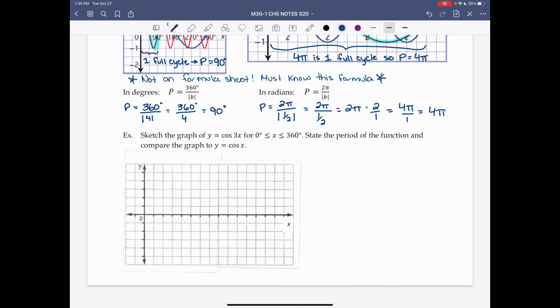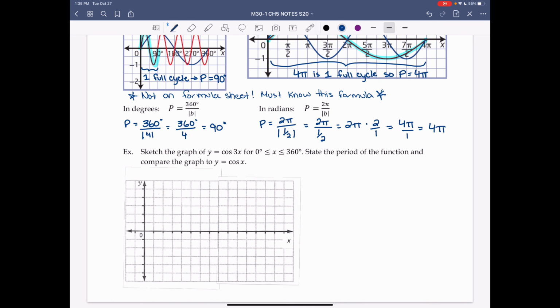Sketch the graph of y equals cos 3x for 0 degrees less than or equal to x less than or equal to 360. State the period of the function and compare the graph to y equals cos x.